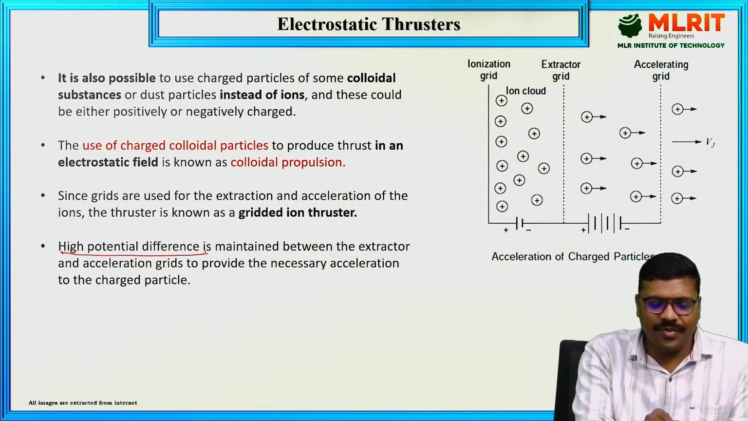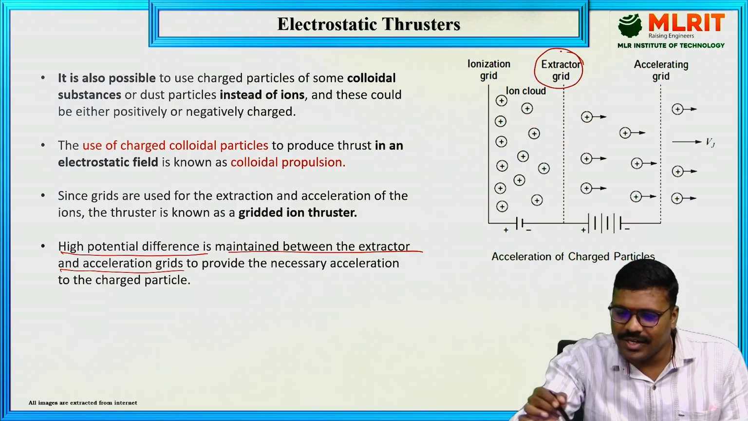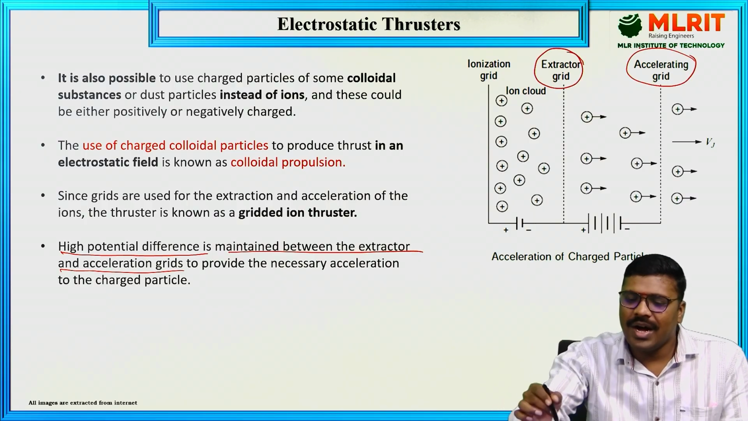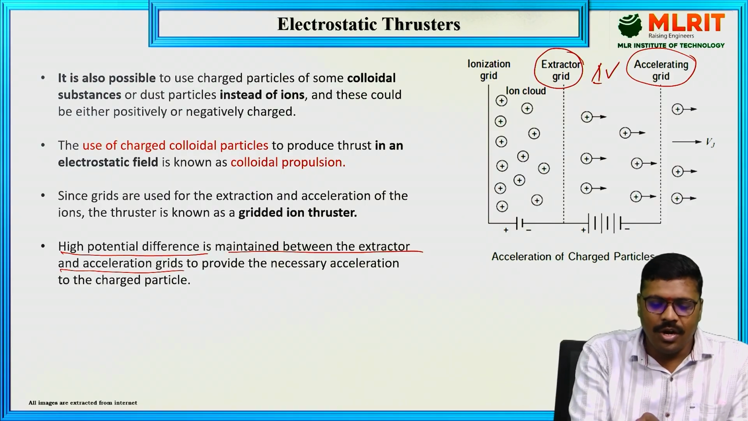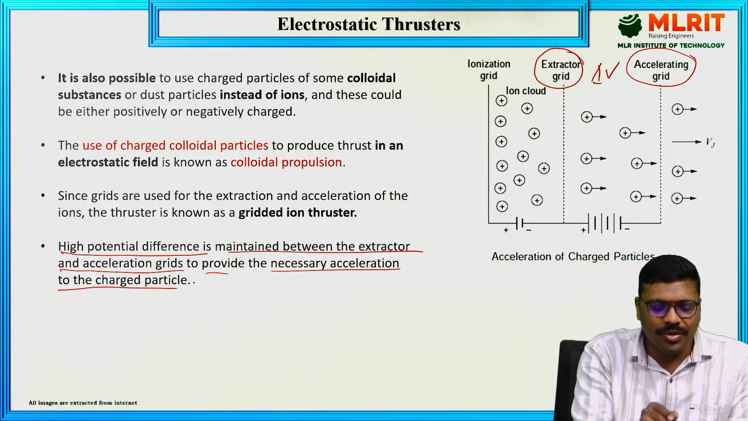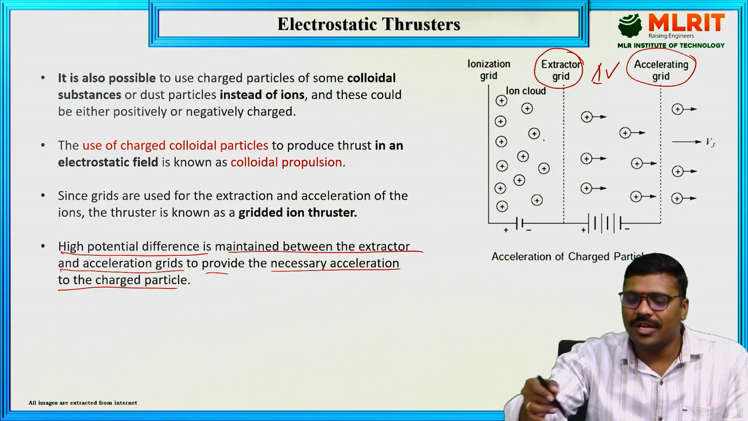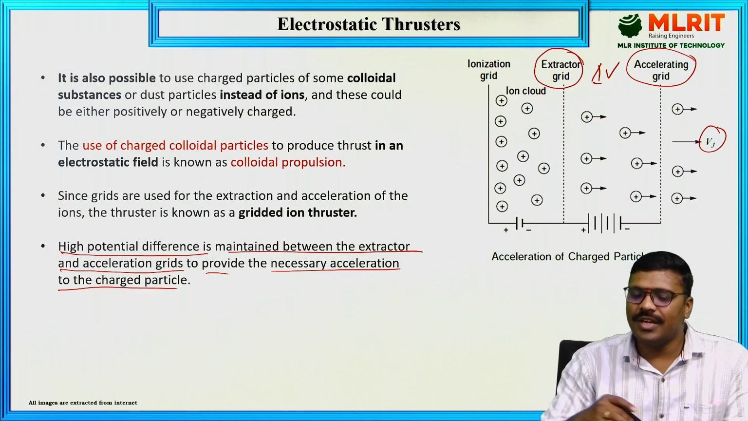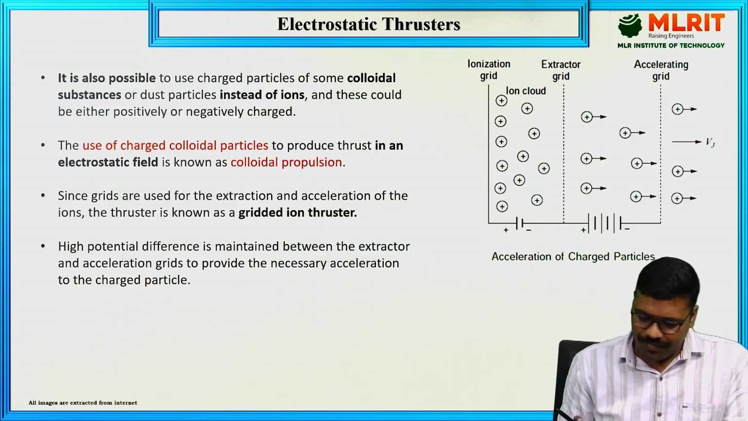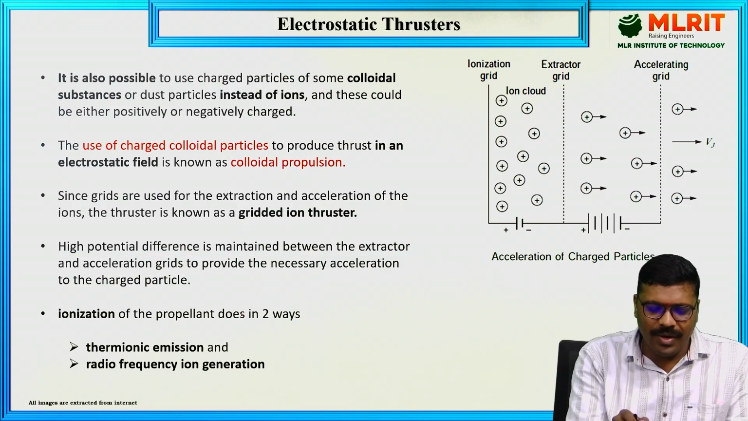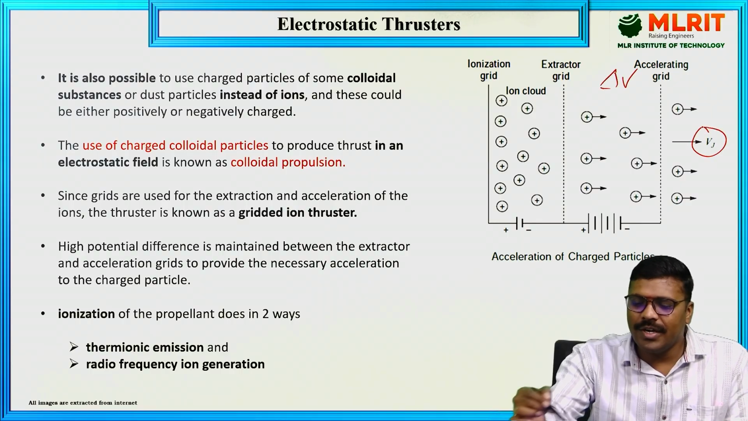A high potential difference is maintained between the extractor and acceleration grid. Here you can see the extractor grid and the acceleration grid. This high potential difference delta V provides the necessary acceleration to the charged particle. Whatever potential difference you maintain, that much velocity will be gained by the ions. This velocity Vj depends upon the potential difference between the extractor grid and acceleration grid. Based upon delta V, you can get Vj.